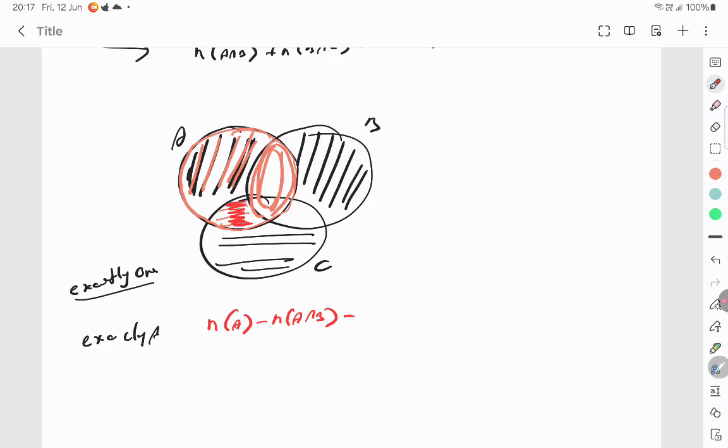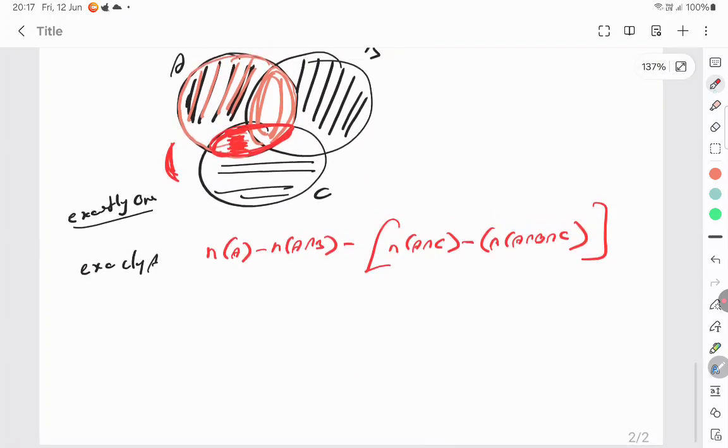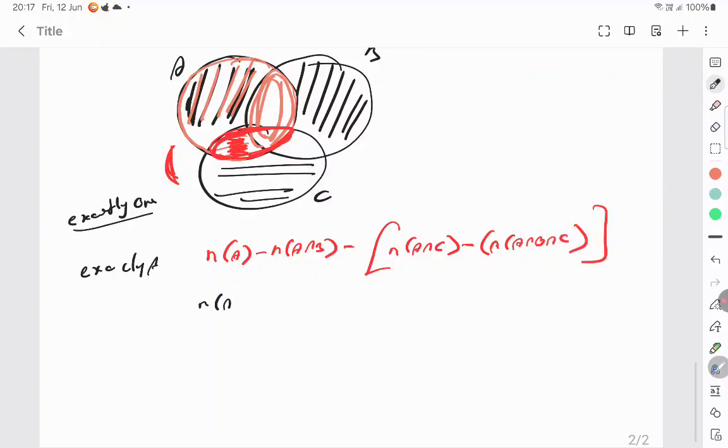This part, what is this part? It's an intersection between, open the bracket, n of A intersection C minus the central part has to be removed, because when I put A intersection C, it refers to this whole thing, right? And I want only this part, so we subtract n of A intersection B intersection C. Open the bracket and now write. So thus exactly A is n of A minus n of A intersection B minus n of A intersection C plus n of A intersection B intersection C. So this is exactly A.